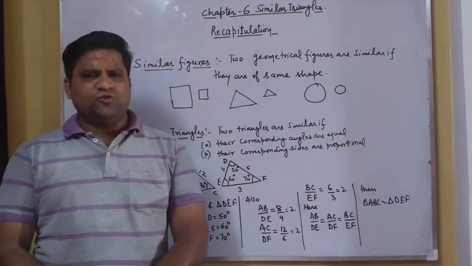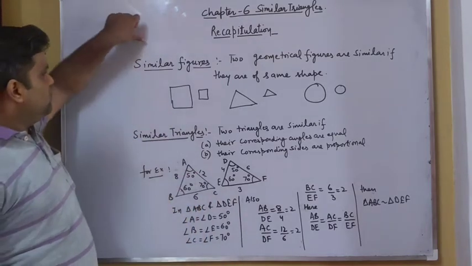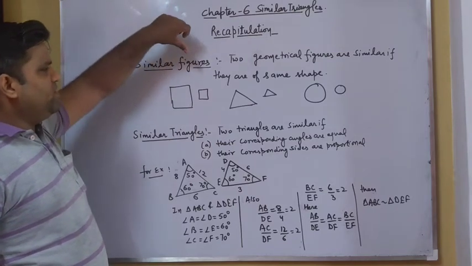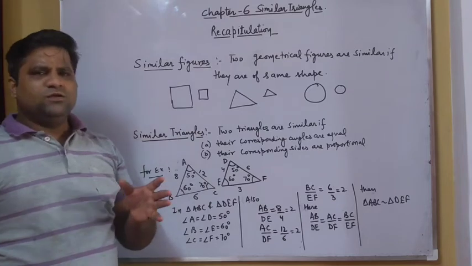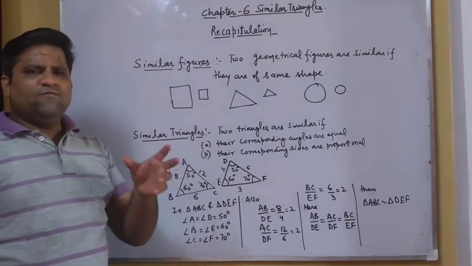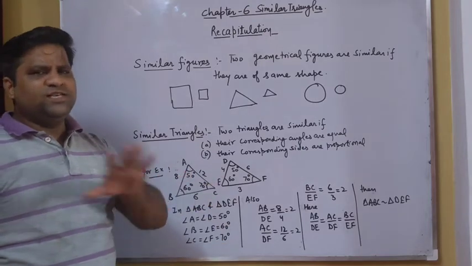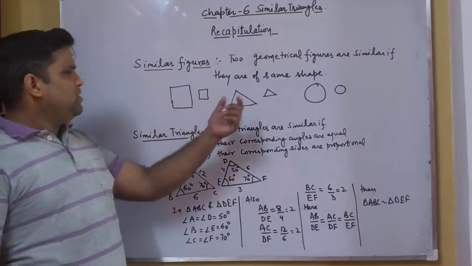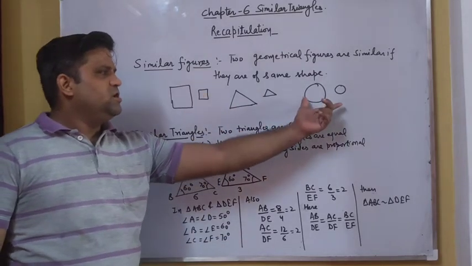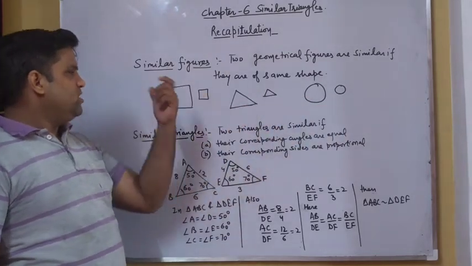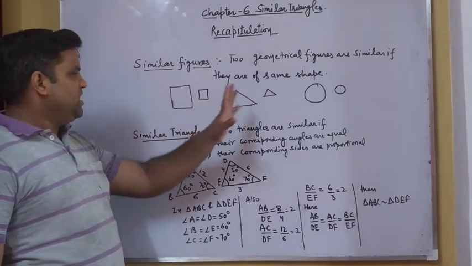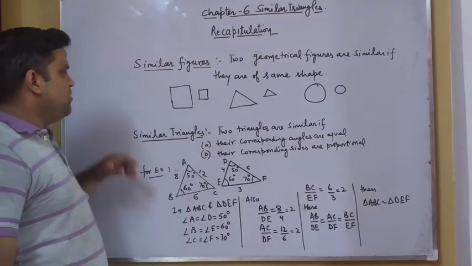Now let us come on the recapitulation of that topic. First is the similar figures. Two geometrical figures are similar if they are of same shape. Here size doesn't matter. For example, here we have two circles, both are of different radius, but here shape is same. We have two triangles, we have two quadrilaterals. So here shape only matters, size doesn't matter. So two figures are similar figures.